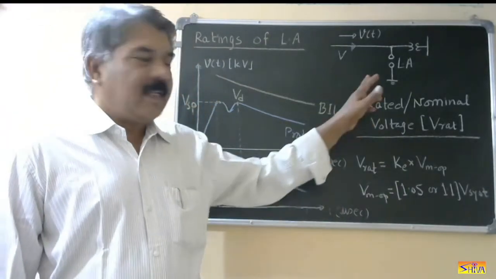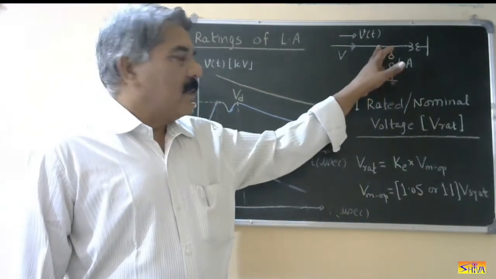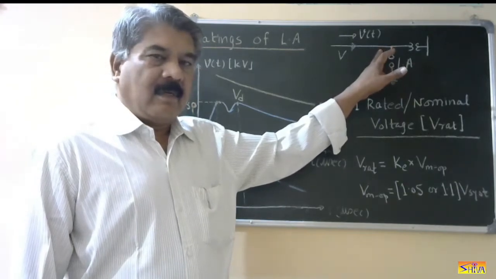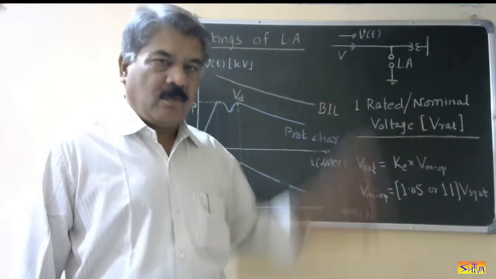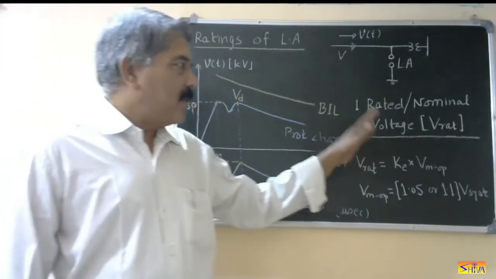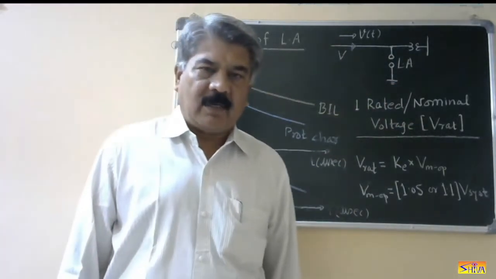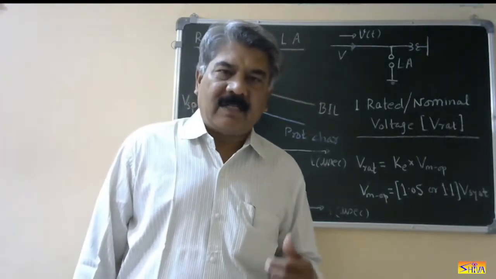It is defined in kV and it is rated in terms of line to ground voltage. So that is the first rating, that is rated or nominal voltage. Now let us see how it is selected.